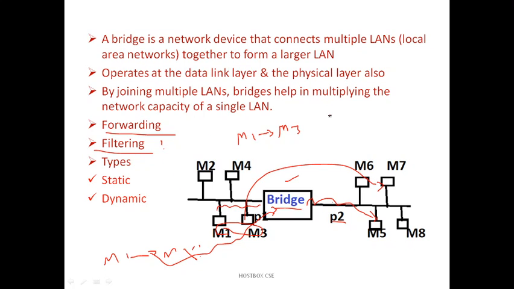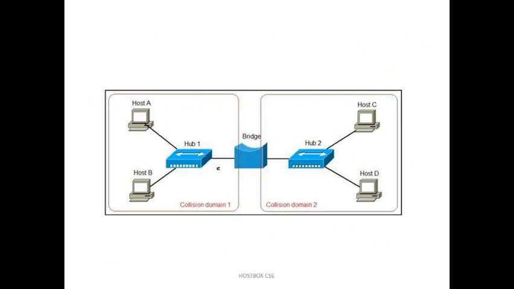And moreover, suppose we are sending a message from M3 to M6, which means M3 is the source and M6 is the destination address. Then there are two types of bridges. One is called static, another is called dynamic or transparent. Static bridges we are not using much, only a little bit. Let's see the diagram here. One more diagram to understand.